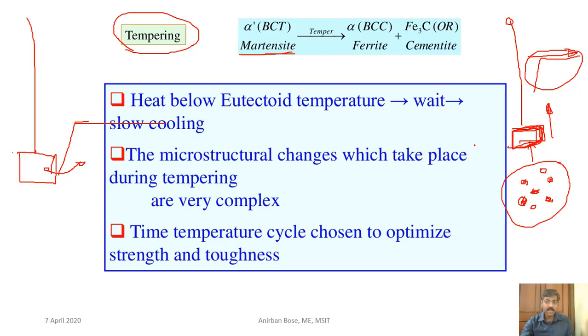This is the structure you get in tempered martensite. Because of that, a certain amount of toughness will definitely increase, but the strength will decrease a bit. How much ductility you want to impart depends upon the temperature and how long you stay at that temperature, because the diffusion process will dictate that.